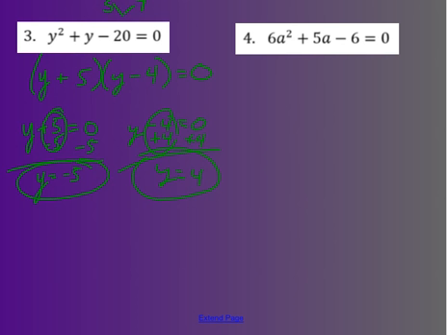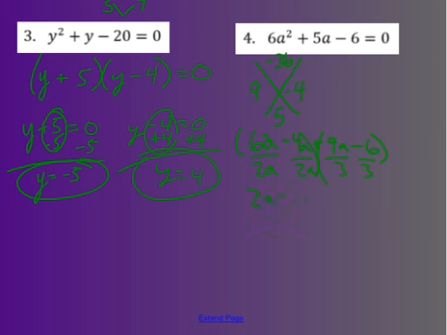So then when I go to 4, I have 6 and negative 6, and 3 and 2. If I did this quick, it's negative 36 and 5. So it's got to be a positive 9 and a negative 4. So then I'd have 6a squared minus 4a plus 9a minus 6. Divide by 2a, divide by 2a, divide by 3, divide by 3. Group those together. 2a equals.